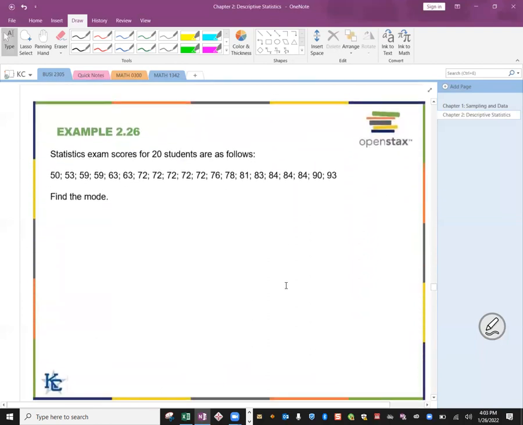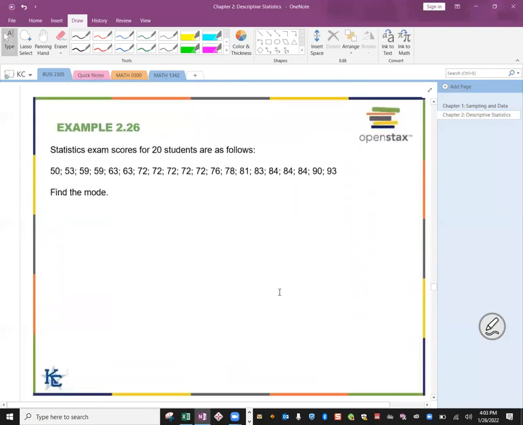Okay. So if we want to find the mode, so the mode is just what occurs the most. So once your data is put in order, it's usually very easy to find the mode because it's whatever pops up where it's repeating several times. And so we see here that our mode is 72. It is occurring the most times. So our mode for this example is 72.